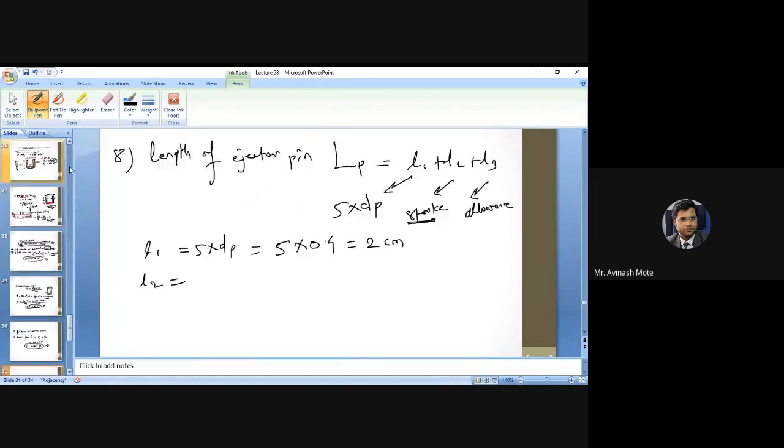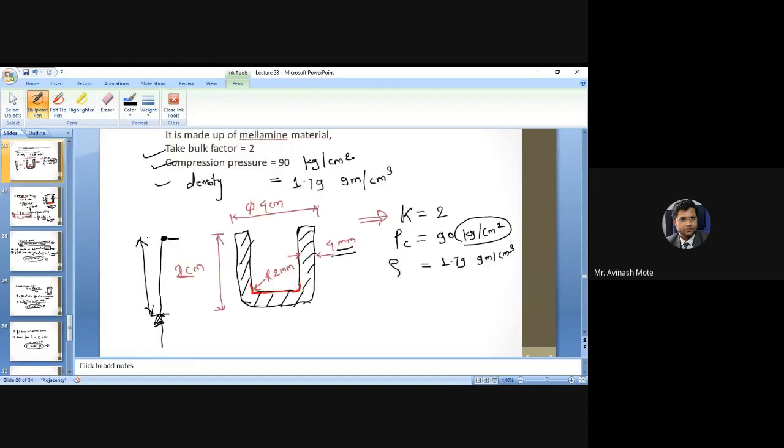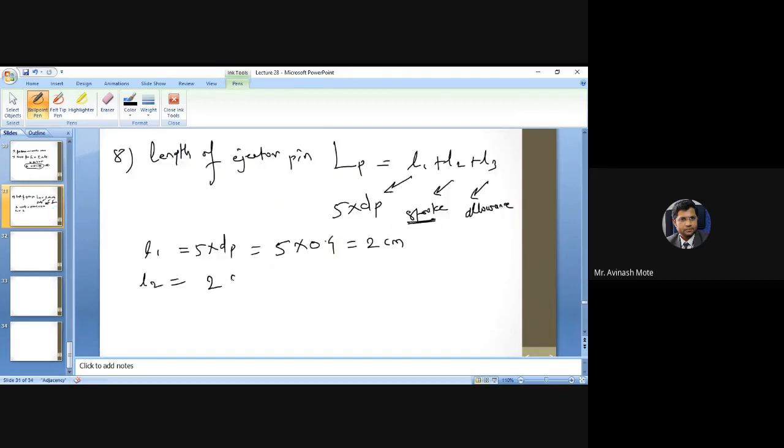So what is the height of the product, or the length of the product? It is 2 centimeters. So exactly L2 will come out as 2 centimeters. Okay, we got the L1, we got the L2.